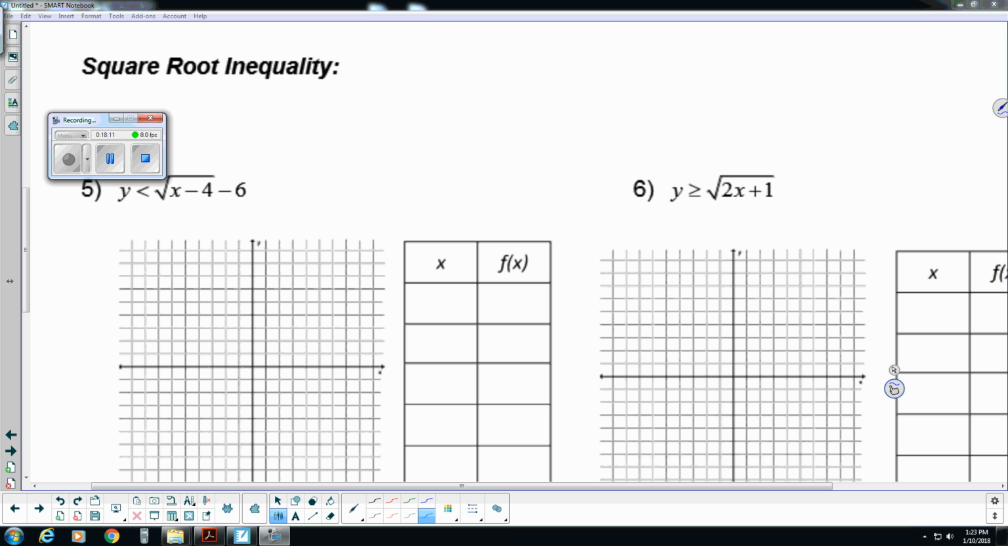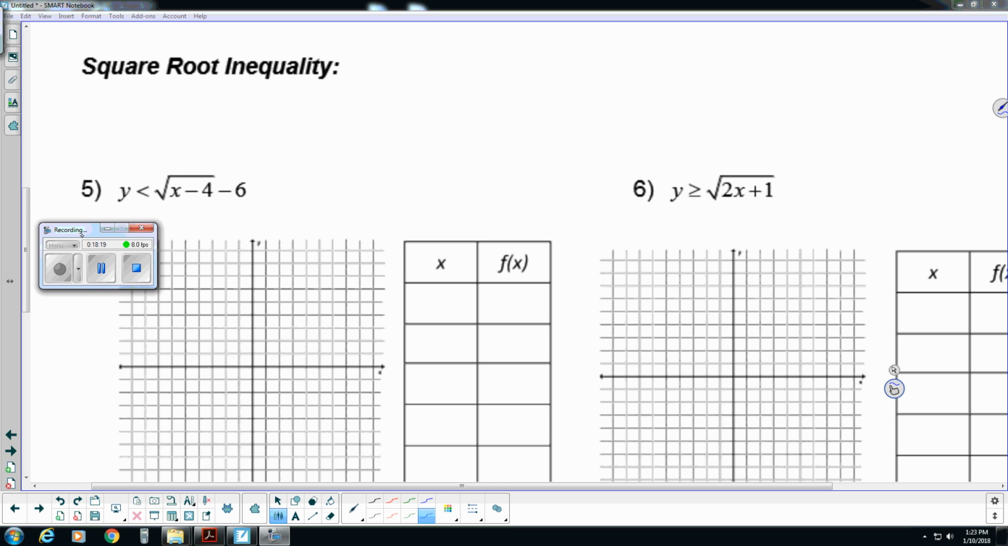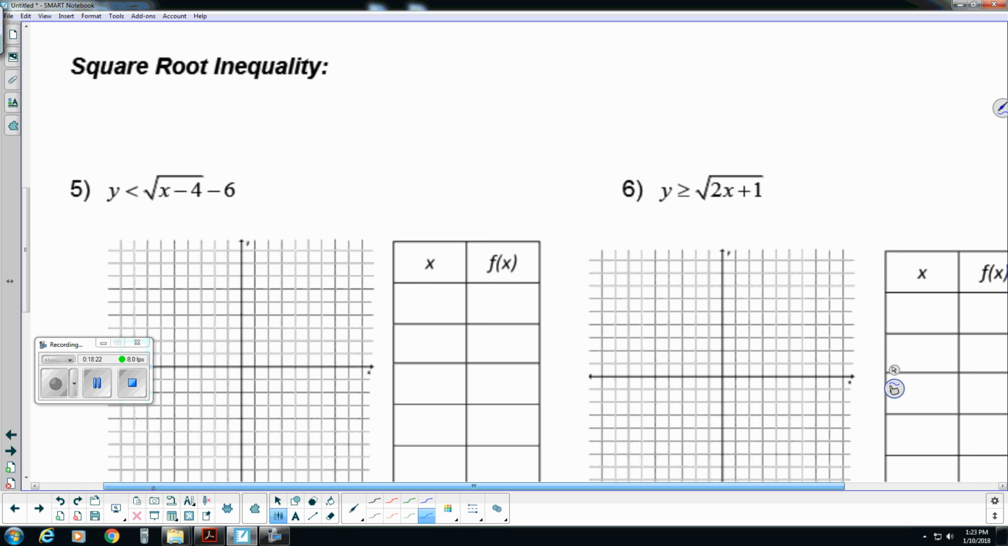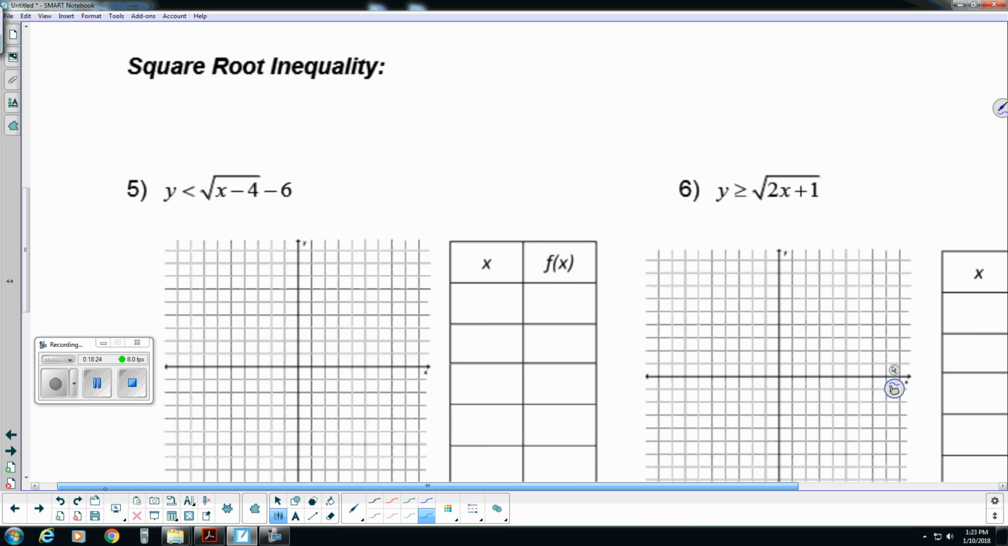Now we're going to transition from square root equations to square root inequalities. With square root inequalities, there's just a couple things you have to be made aware of, just like when we were doing linear inequalities. Some of the similarities between square root inequalities and linear inequalities is that there's going to be shading, and the boundary line you draw is going to be either dotted or solid, and the rules are the same. If you have one of the two less than symbols, you're going to shade below. That's the same.